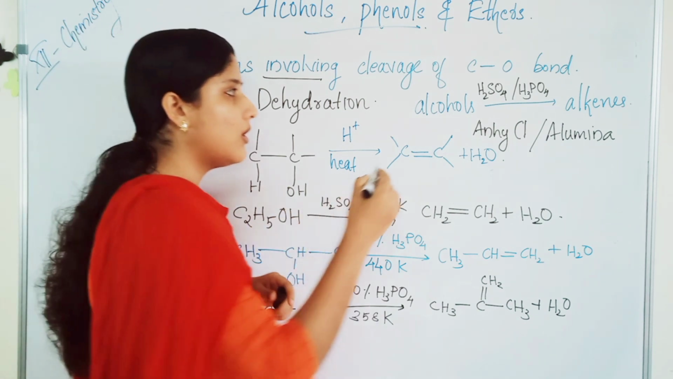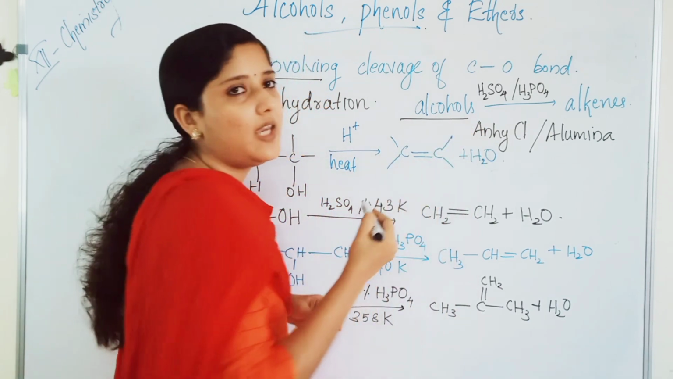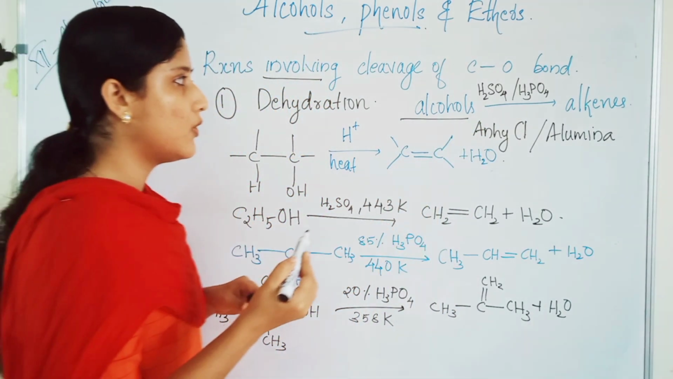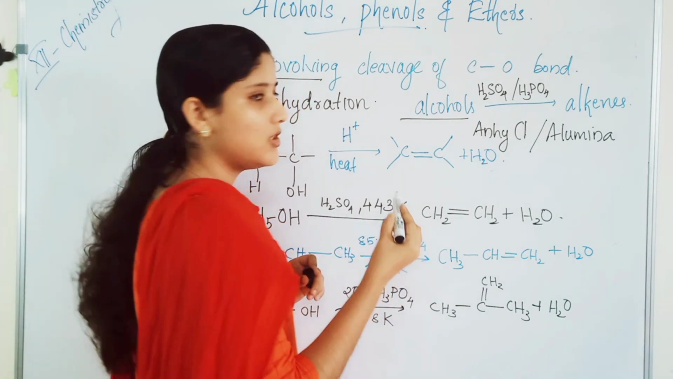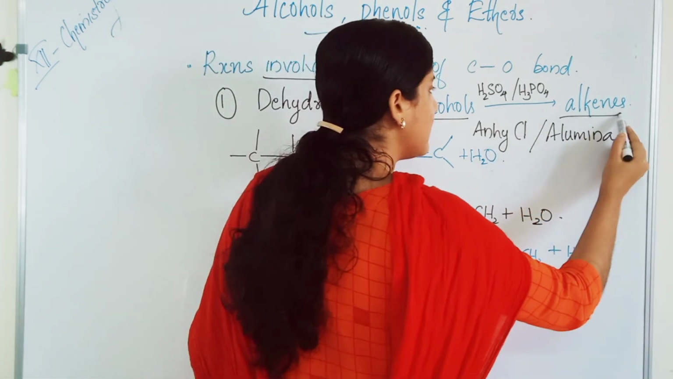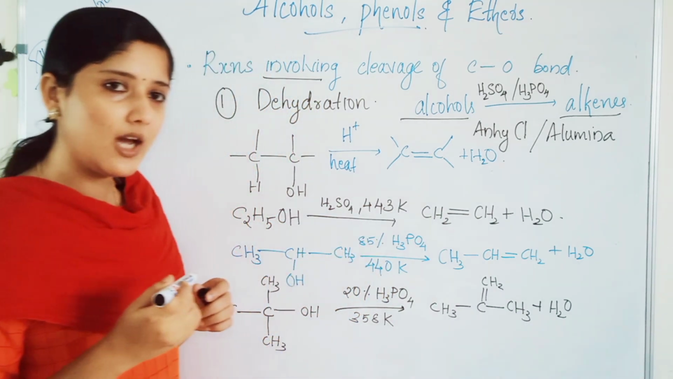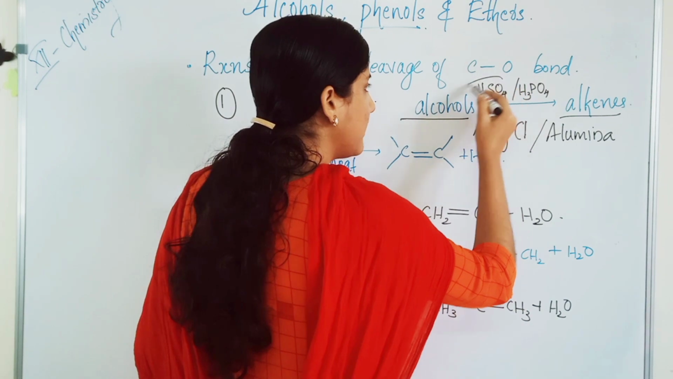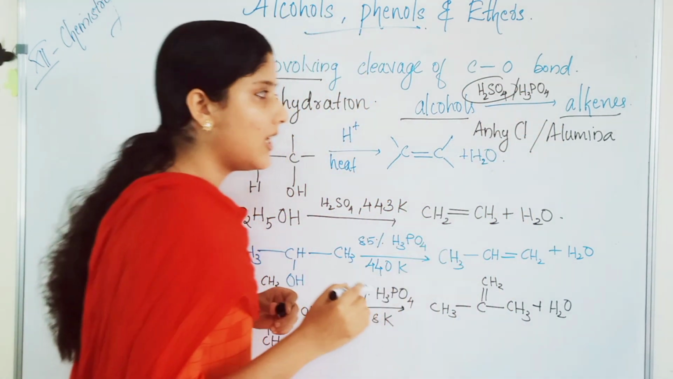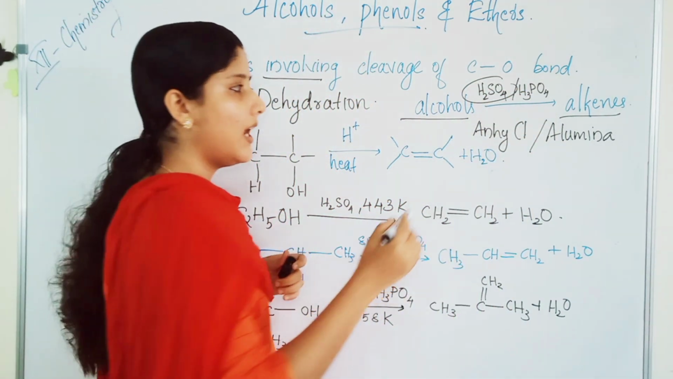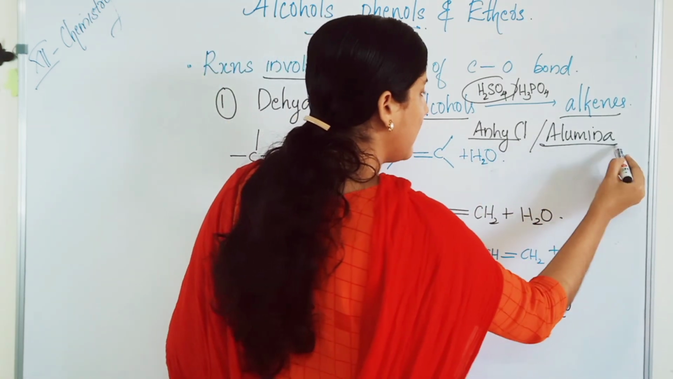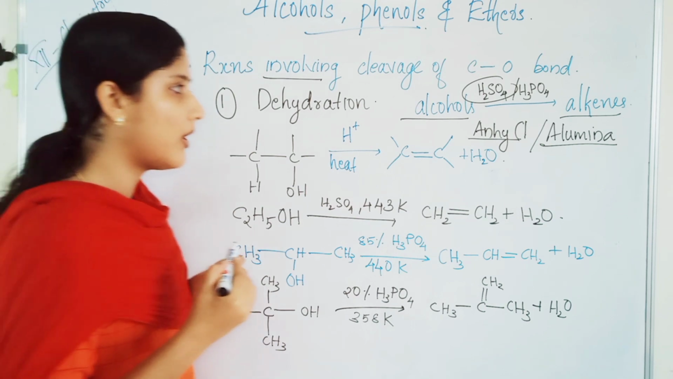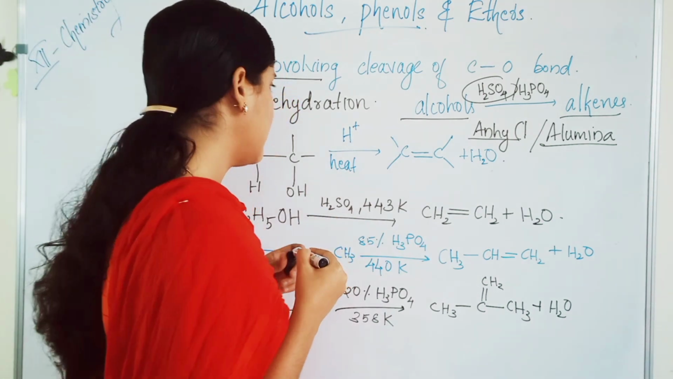So alcohols react with protic acids like H2SO4 and H3PO4, sulfuric acid and phosphoric acid, to give the corresponding alkenes. Alcohols undergo dehydration to alkenes. Either protic acids like sulfuric acid and phosphoric acid can be used, or anhydrous chlorides or alumina can be used as the catalyst.